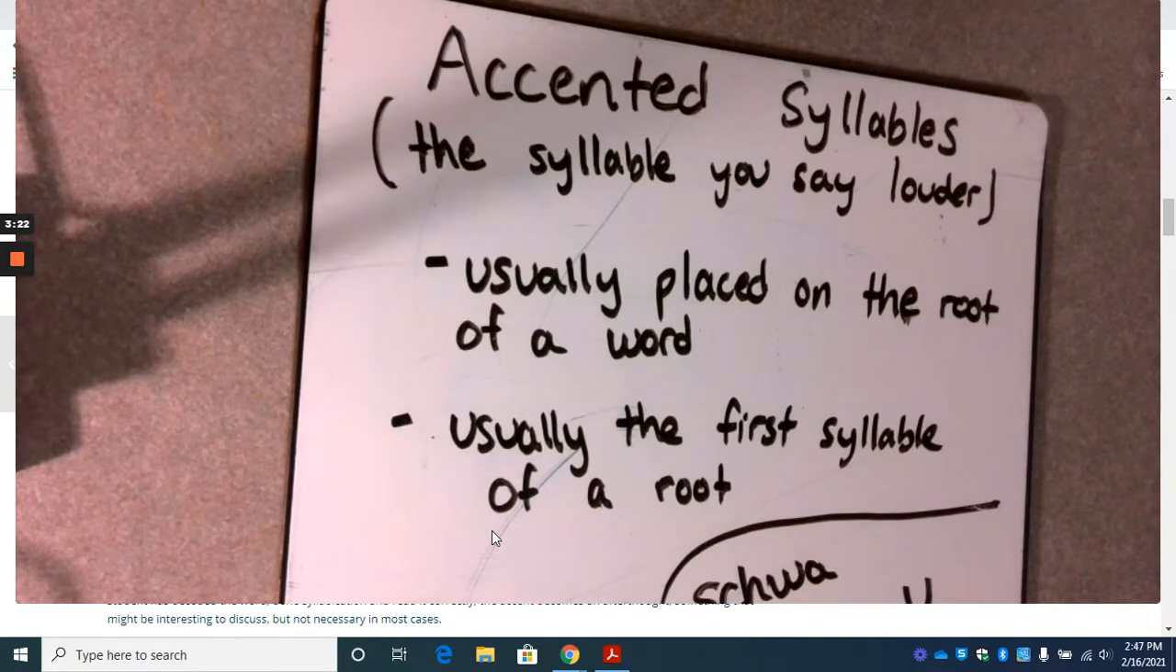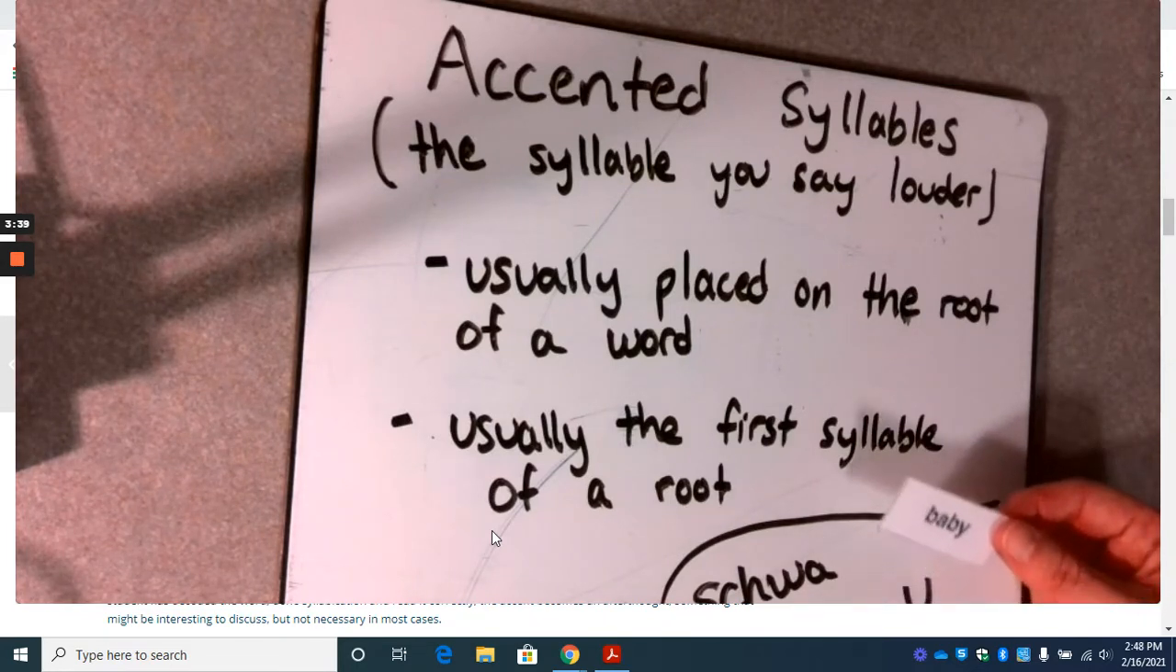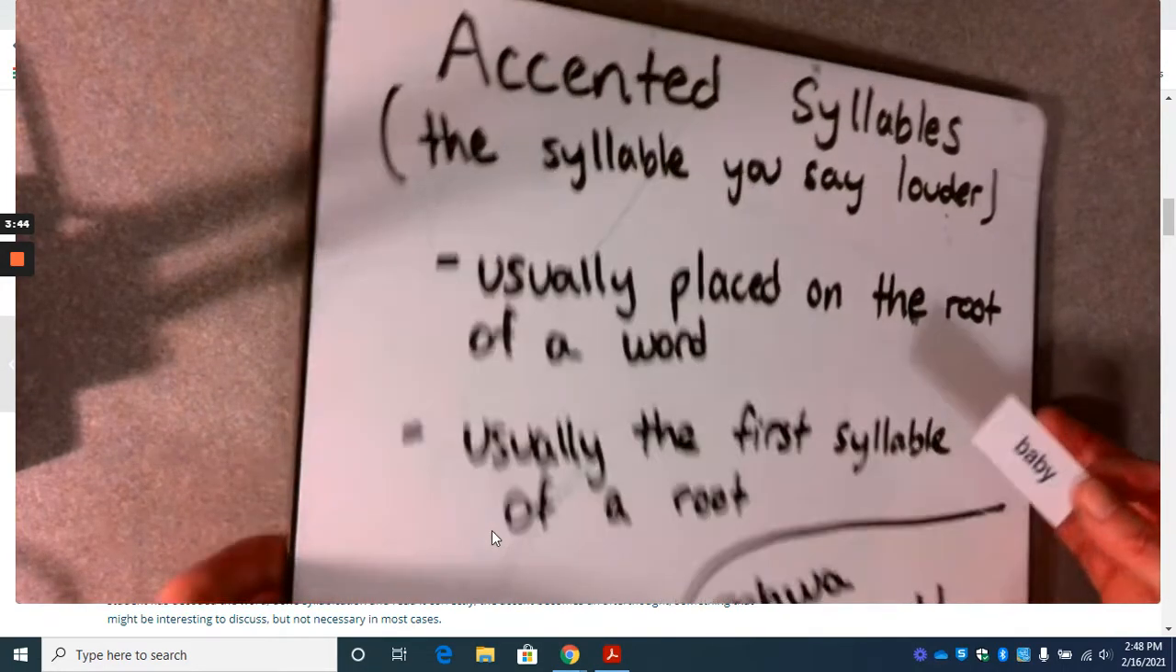Now there's sometimes where the root word is two syllables. And in that case, usually it's the first syllable of a root. Let's think about the word baby right there. We've got our first syllable that's accented.